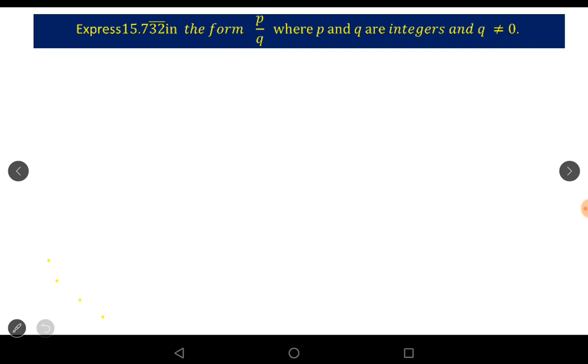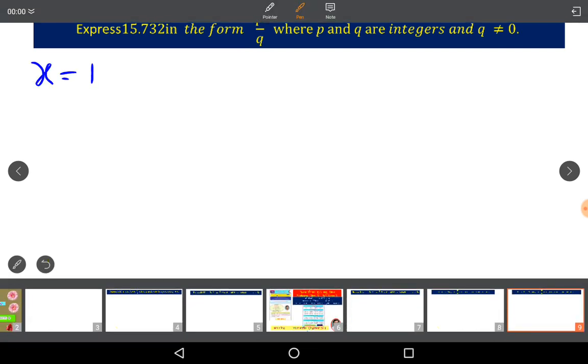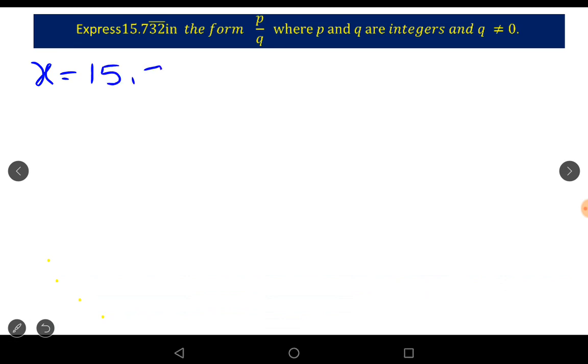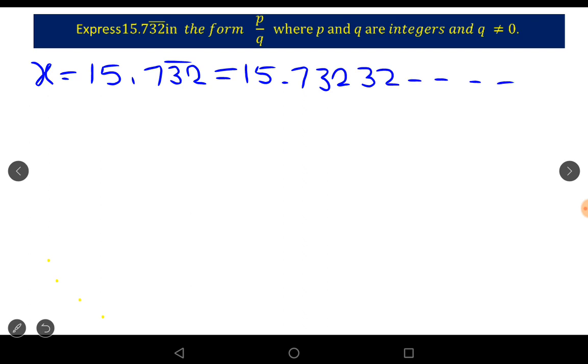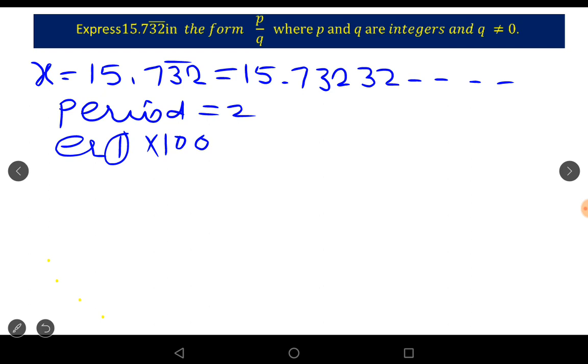First of all, first method, let x equal 15.732 bar. Here period is 2. So first expand: 15.7323232. Only 32 is the repeat. So period is 2, so multiply with 100. Period is 2, so equation 1 multiply with 100.